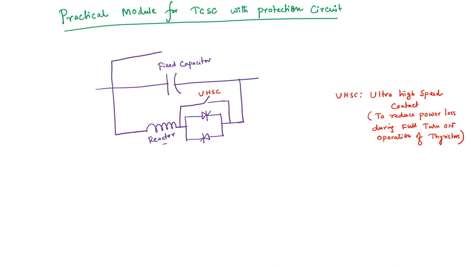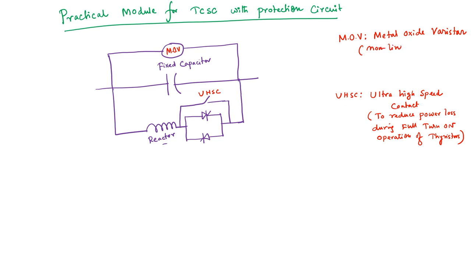One is the MOV. I am just writing. So, this is basically MOV. Now, what do you mean by MOV? MOV stands for metal oxide varistor. Now, what is it actually? This is a non-linear resistance to limit voltage across the fixed capacitor.